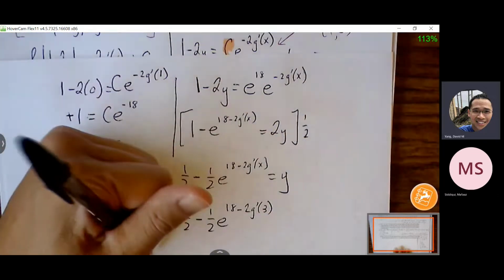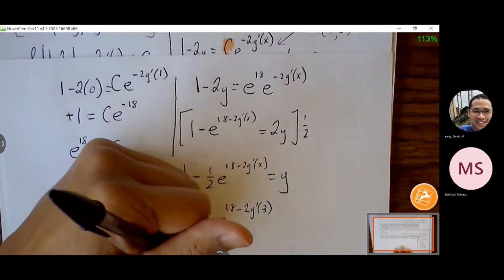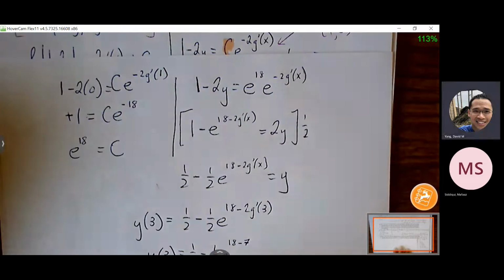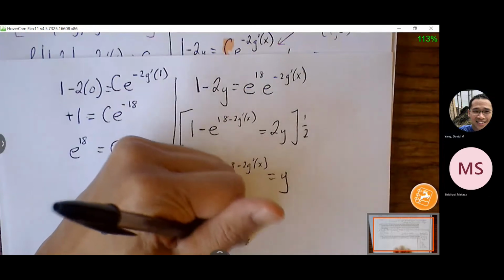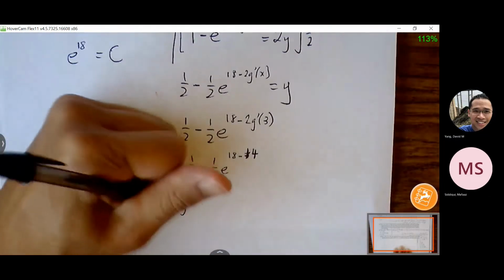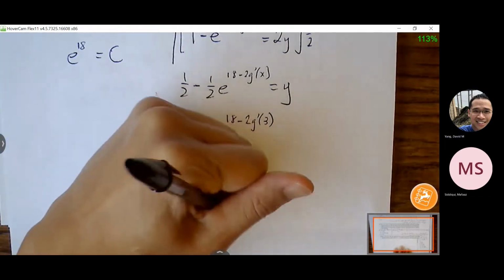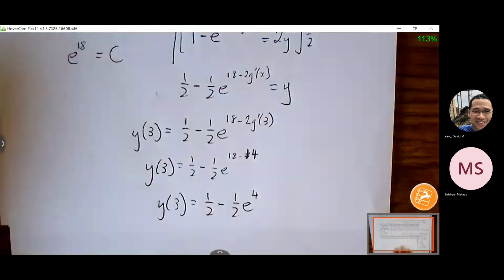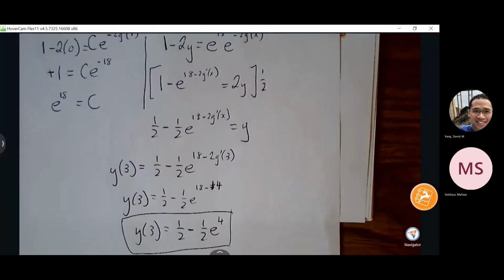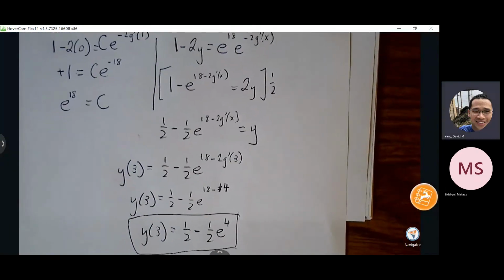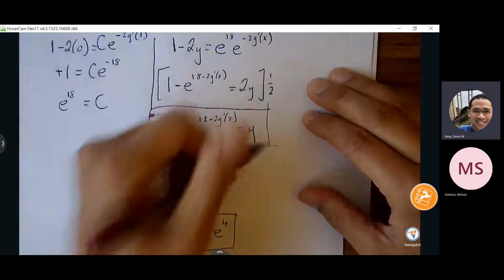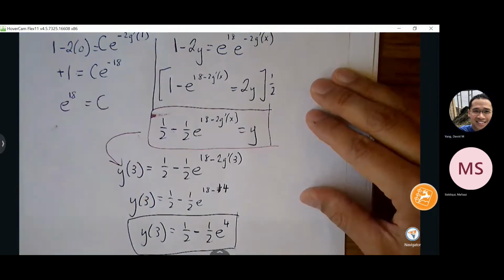Power 3 is 7. Oh, 14. 2 times 7 is 14. Okay, so this is my equation before I started plugging in that 3.